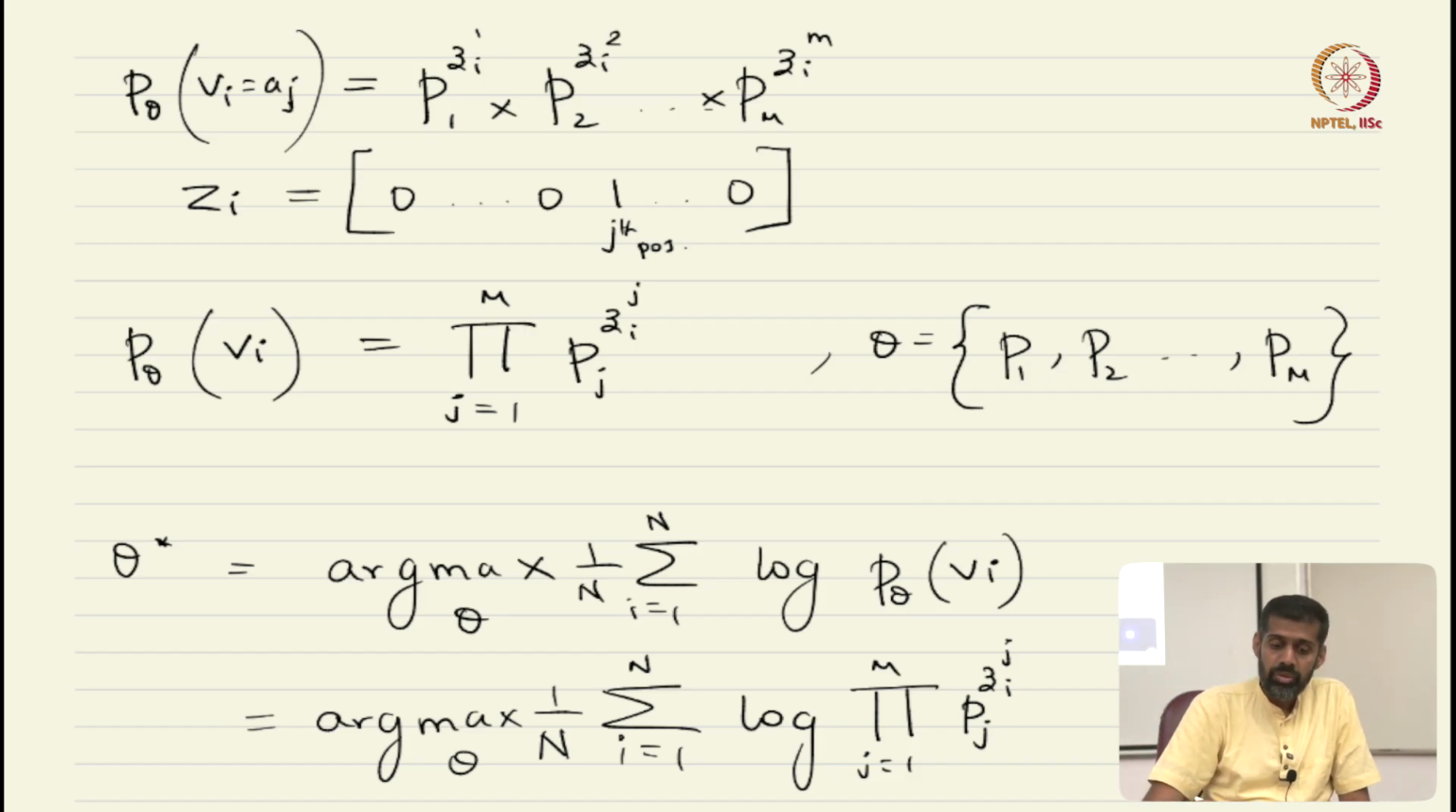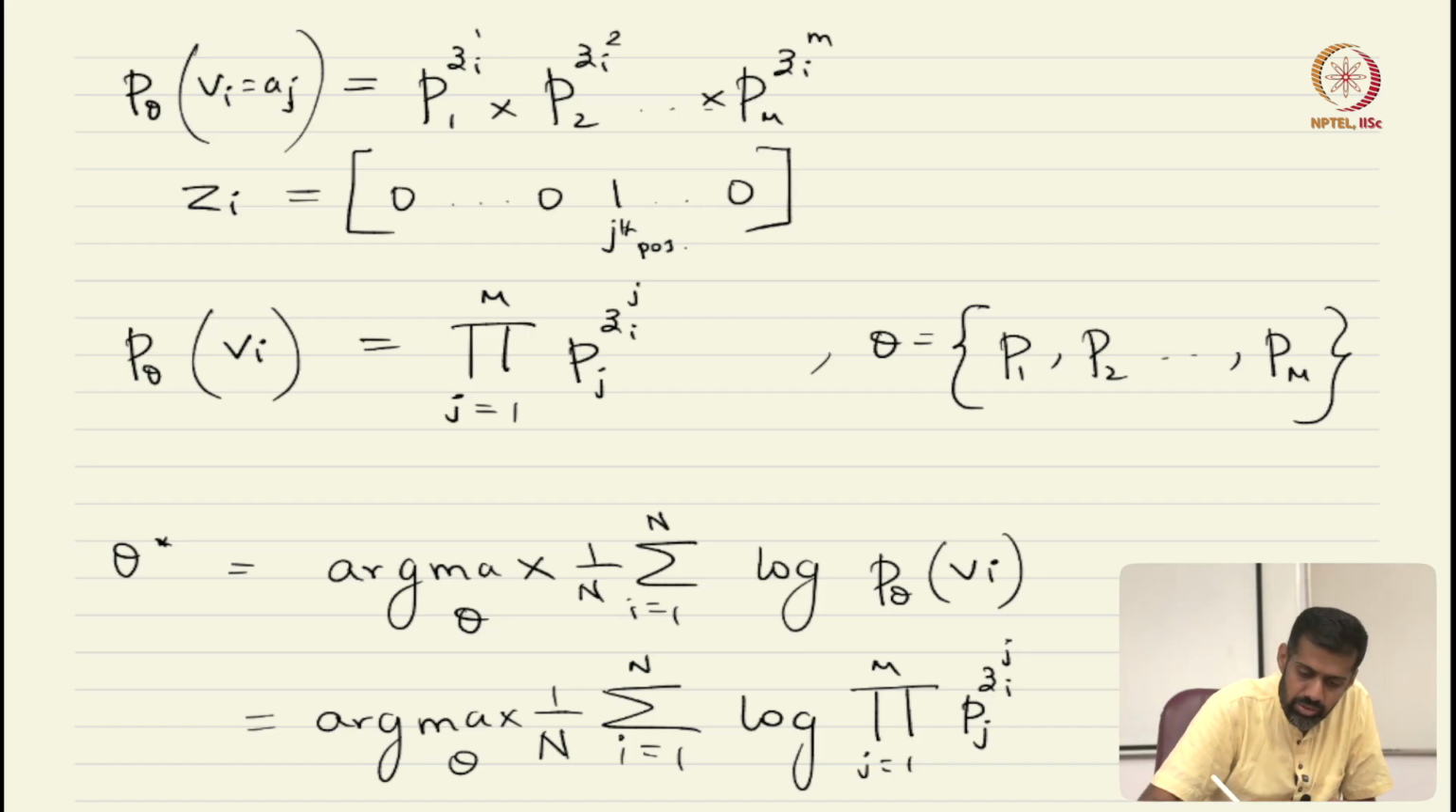Now, suppose Vi has taken the fourth value, then P1 to the power of 0, P2 to the power of 0, P3 to the power of 0, P4 to the power of 1, and so what will remain? Only P4 will remain. So the density, let us write it this way. So Vi is equal to the jth value, or what is the value that we said? It was Aj. Hold on. P theta such that Vi is equal to Aj is this.